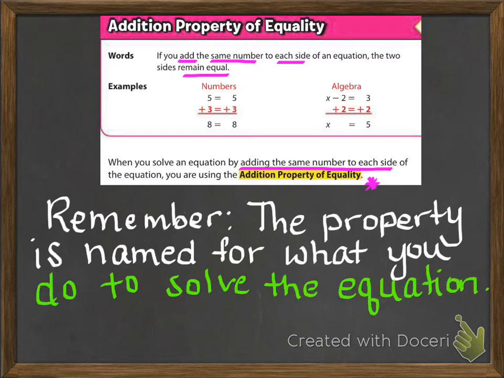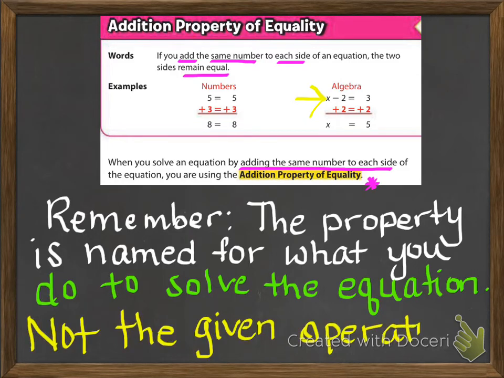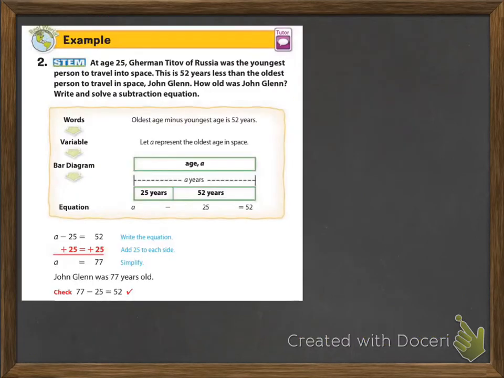I've written that note here, and I want you to write it as well. It says, remember, the property is named for what you do to solve the equation. So it's not named for the type of equation. As you can see, you have the x minus 2 equals 3 right here. That's a subtraction equation. But you're going to apply the addition property of equality because you're going to say, if I add 2 to both sides, the equation remains equal. So it's not the given operation, it's what you're actually doing. All right, so now we're going to go ahead and take a look here at example 2.